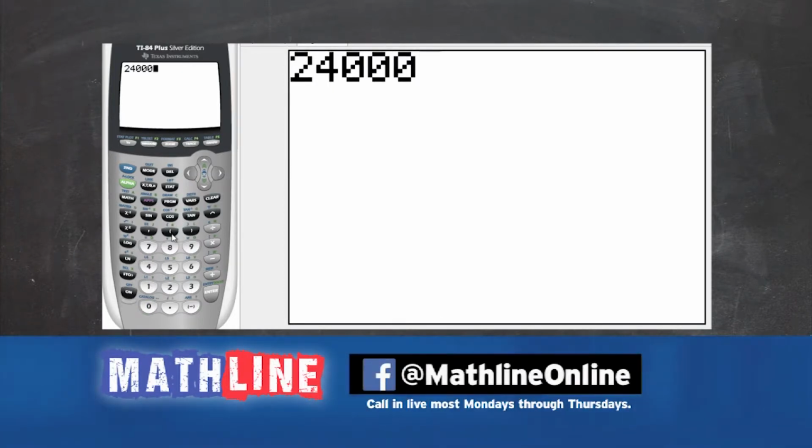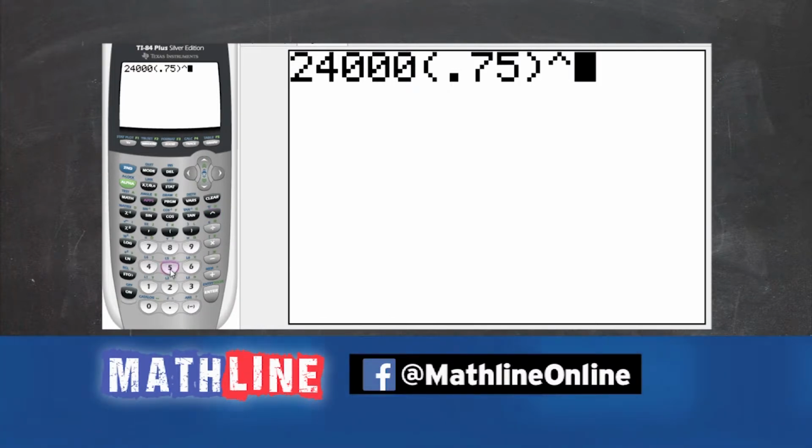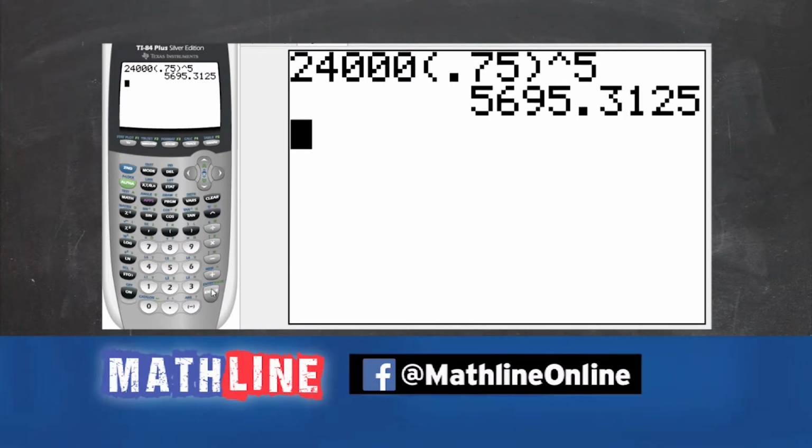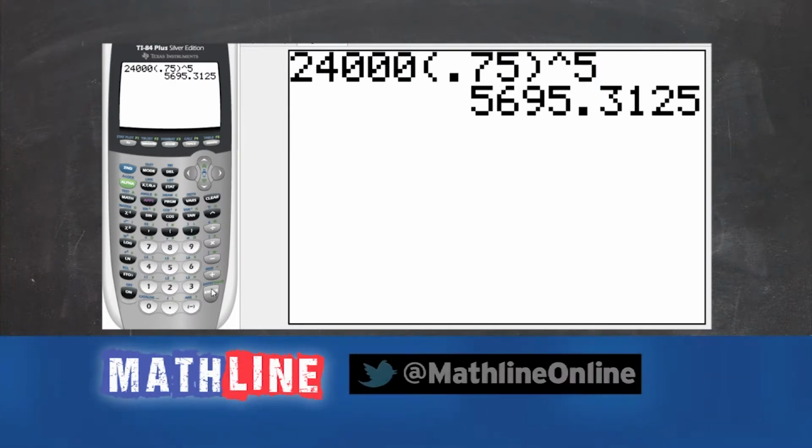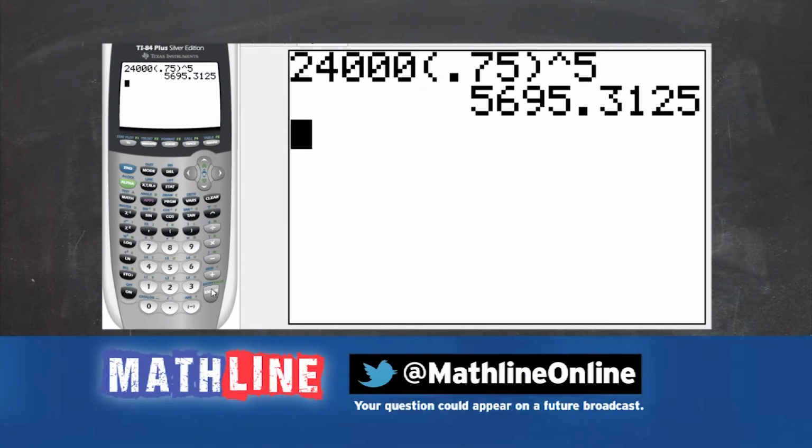And we're going to put in, multiply it by 75 hundredths. We're going to raise it up to the 5th power. Hold your breath, folks. Hope everybody's getting that going at home. That's what we're worth. Oh my goodness. Less than $6,000. After 5 years, you are basically less than 25% of what you started, because 25% of 24,000 will be 6,000.